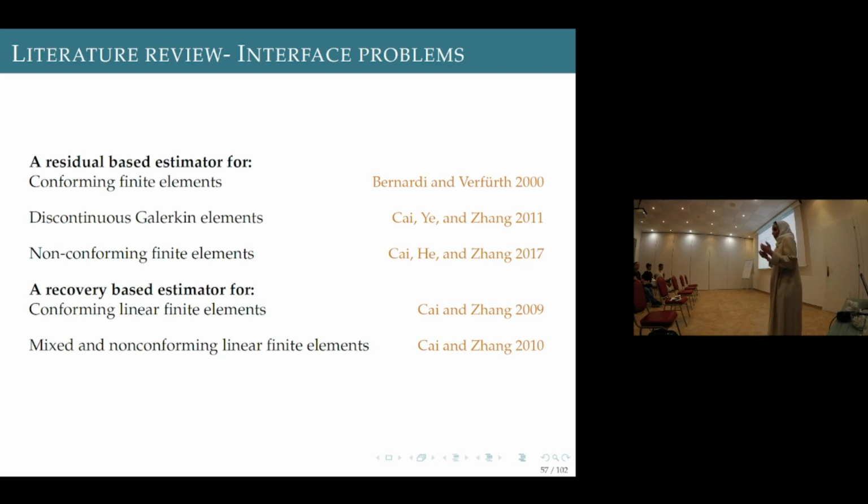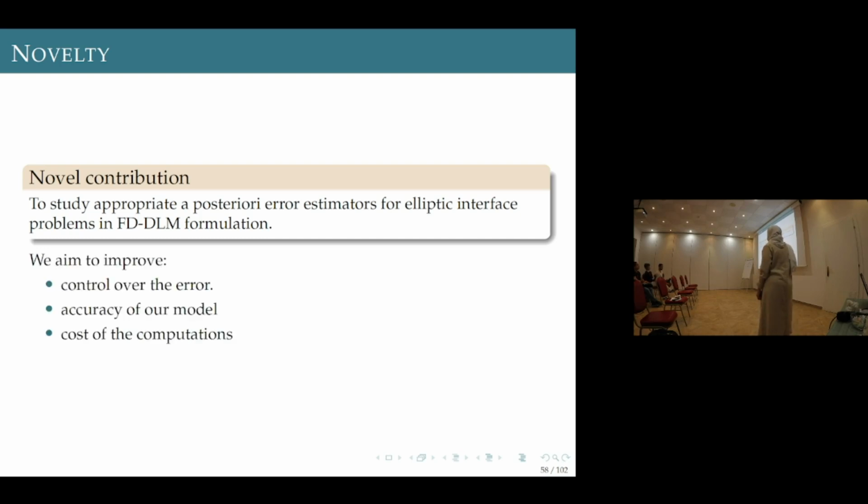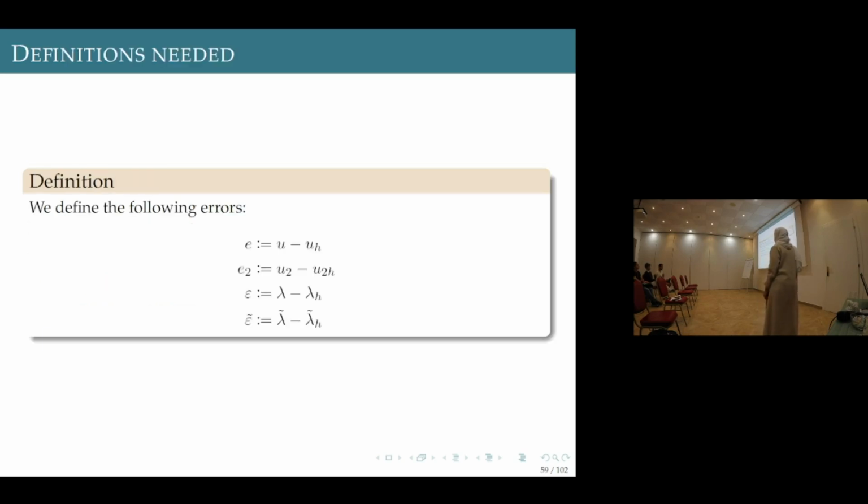for the FDDLM approach, a posteriori analysis for the fictitious domain formulation with distributed Lagrange multiplier. So this is our novelty here. We would like to find a good estimator for the elliptic interface problem in the FDDLM formulation, and we aim to have better control over the error, better accuracy of our model, and less computational cost.